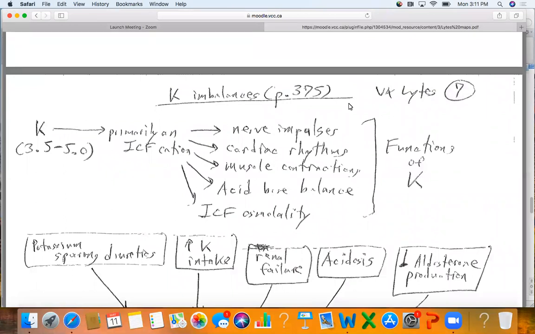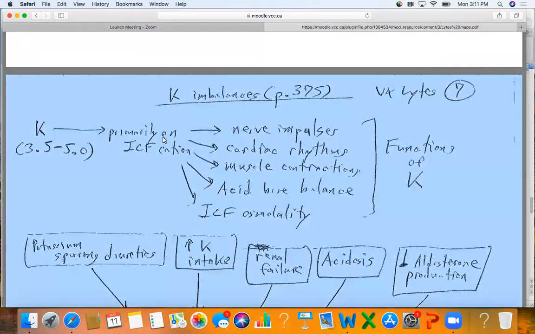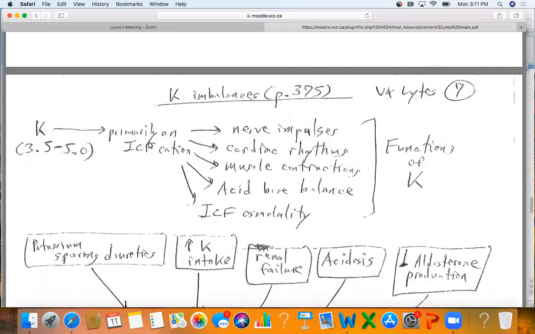So where is potassium? We know potassium is inside and outside the cell. But where is the greatest concentration of potassium when the body is in homeostasis? The greatest concentration of potassium is in the ICF, that is inside the cell. All right, functions. Can you list 5 functions of potassium? These first 3 here: nerve impulses, cardiac rhythms, muscle contractions.